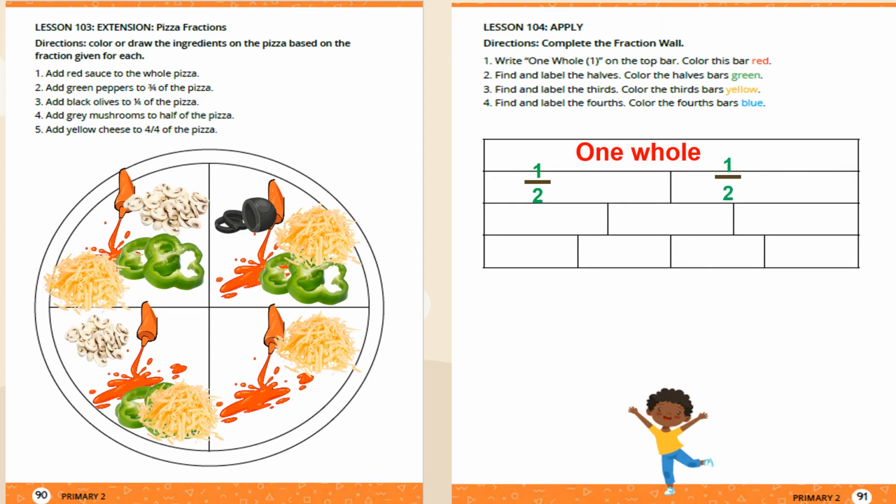Okay? Then, number 3, color the third part yellow. How can I write third? 1 over 3. The last one, color the fourth part blue. How can I write fourth? 1 over 4.